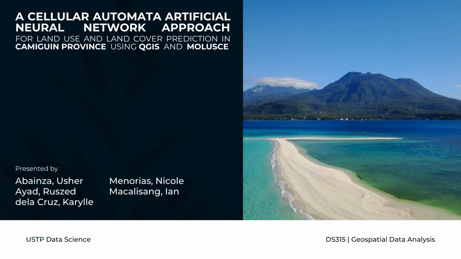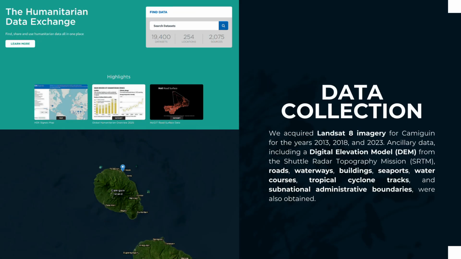Join us in this video as we uncover Camiguin's land cover changes using Landsat 8 and QGIS. We acquired Landsat 8 imagery for Camiguin for the years 2013, 2018, and 2023. Ancillary data, including a digital elevation model from the Shuttle Radar Topography Mission, roads, waterways, buildings, seaports, watercourses, tropical cyclone tracks, and subnational administrative boundaries, were also obtained.